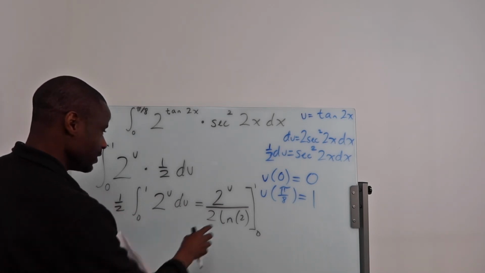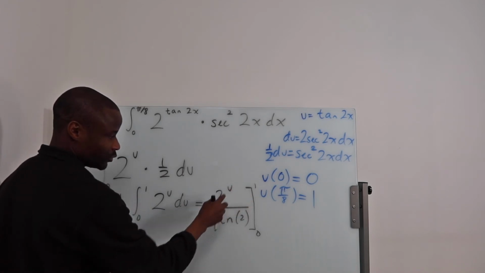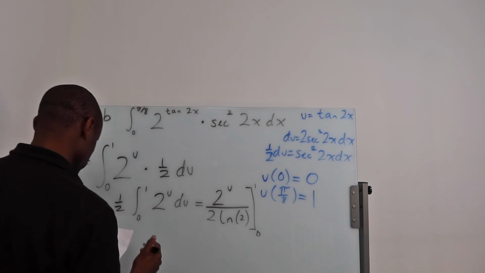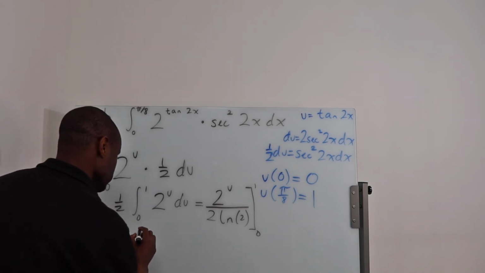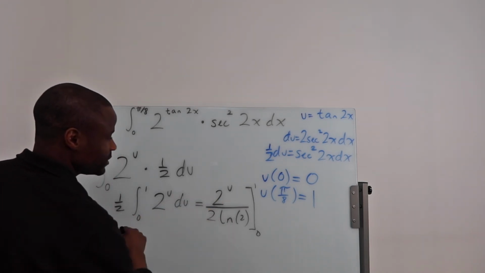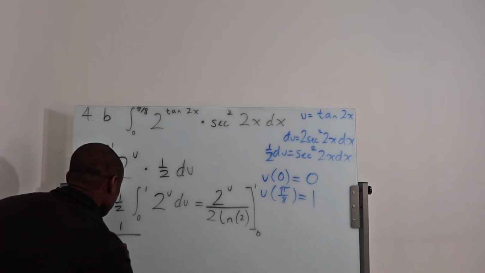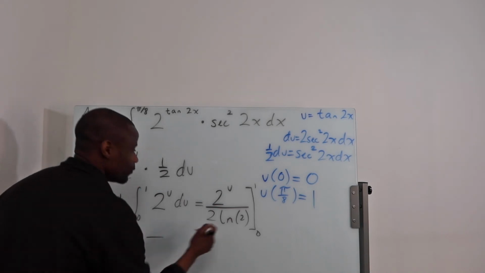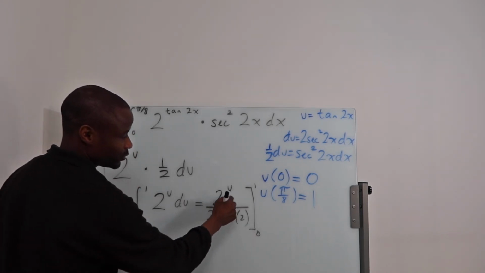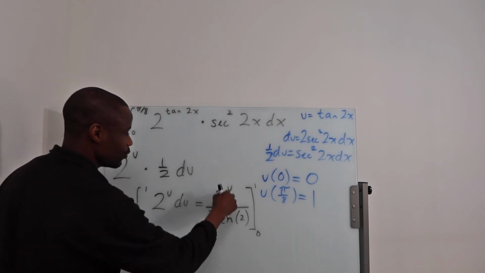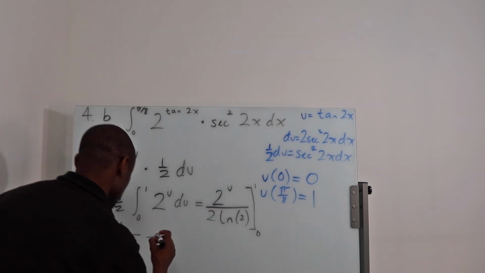What does that give us? When I substitute a 1 here, I have 2 over 2 times the natural log of 2. The two 2's are going to cancel themselves. That just leaves 1 over natural log of 2. When I substitute a 0, I get 2 to the 0. That's a 1 over 2 natural log of 2. So 1 over 2 natural log of 2.